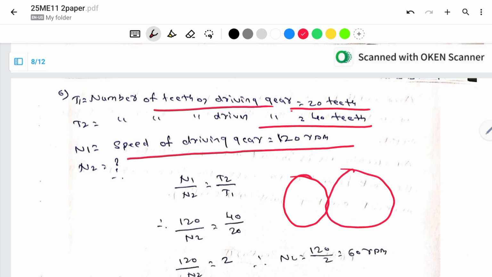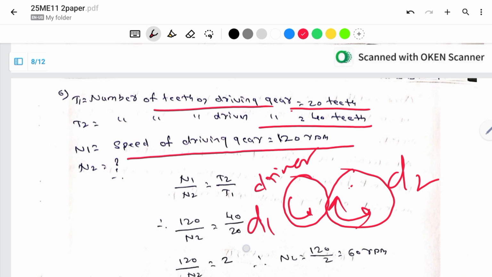So two gears are there. One will be the driver, which we call D1. The next one is the driven, which will be operated. This one rotates, because of which the other rotates in the opposite direction. We call this one D1 and this one D2.